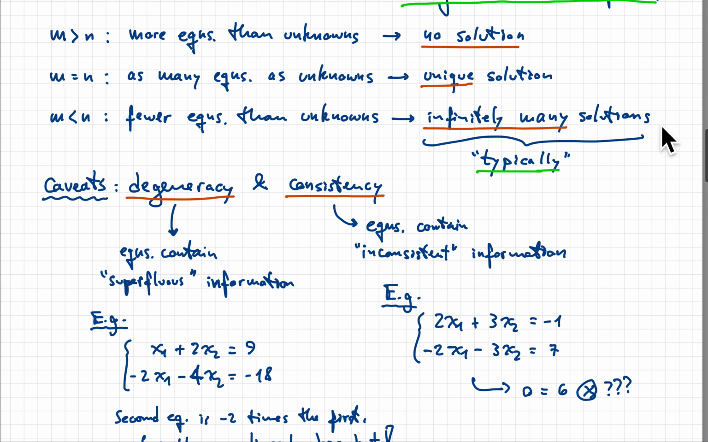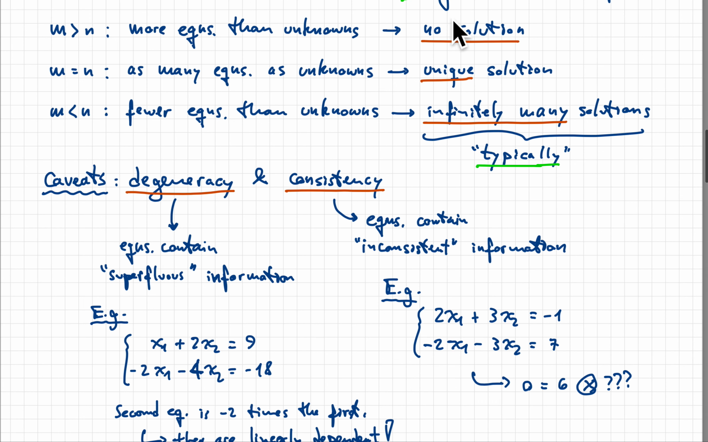So even in this case where you have fewer equations than unknowns, you may say, oh well, then I will probably have infinitely many solutions. You may still be given equations that are inconsistent with one another, and so there will actually be no solution. So it's something to keep in mind.